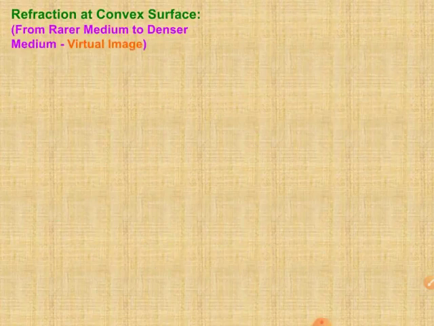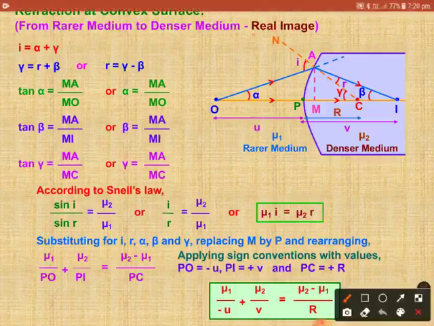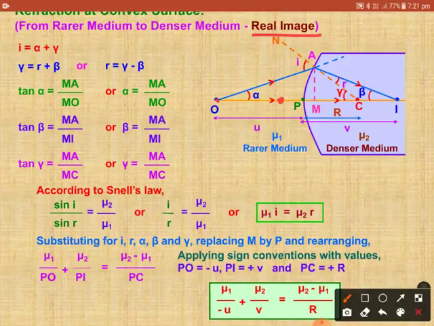Now this is from rarer medium to denser medium still, but the image will be virtual, not real. In the previous one, for forming a real image, don't forget that the object should be a little far away from the pole. If the object is very close to the pole, somewhere here like this, then it will surely form what? Your virtual image. Got it?